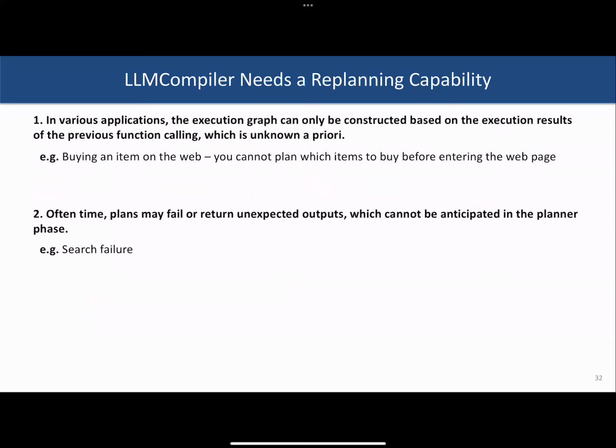So LLMCompiler needs a replanning capability. This is not just for LLMCompiler, but a more general statement for all LLM-based agentic solutions, because your initial plan might not always be perfect, right? There are lots of failure cases. One case is that in various applications, your execution graph can only be constructed based on the execution results of the previous plan or previous function calls, which are unknown a priori when you're planning.